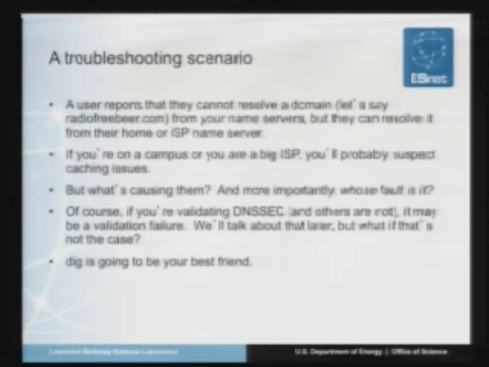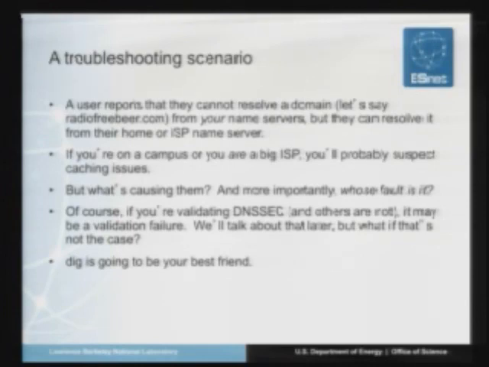So we're going to do a very basic troubleshooting scenario here, and I'm going to let you do most of the work. You have a case where a user is reporting that they can't resolve a particular domain on your recursive name server at your ISP or your organization on your campus, but they can resolve it elsewhere. So it must be your fault.